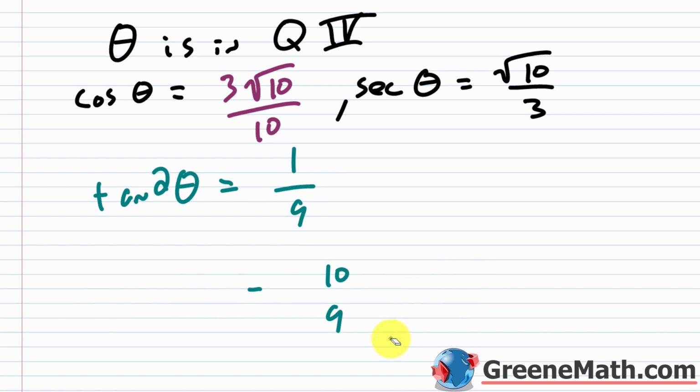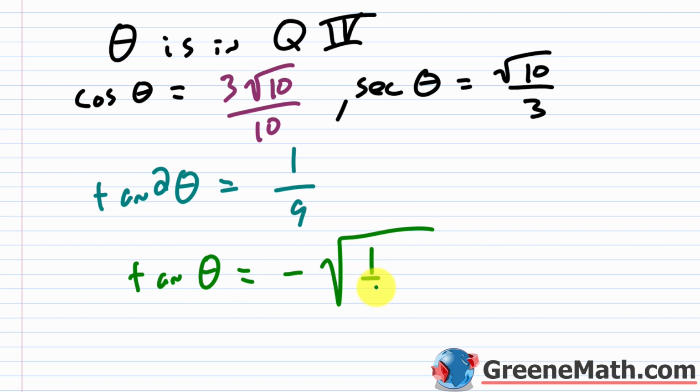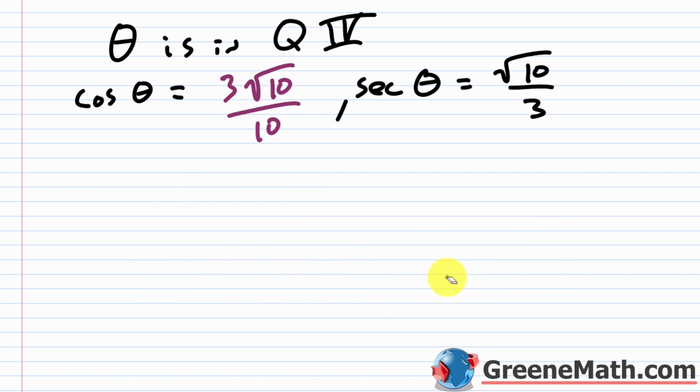And then because we're in quadrant 4, remember your tangent is going to be negative there. So I want to say tangent of theta is equal to the negative square root of 1/9. Again, with your square root property, it's plus or minus. But here, because we're in quadrant 4 and tangent is negative, you want the negative square root of 1/9. So that's going to be the negative of the square root of 1, which is 1, over the square root of 9, which is 3. So this is negative 1/3. And I'll say that the tangent of theta is equal to negative 1/3.